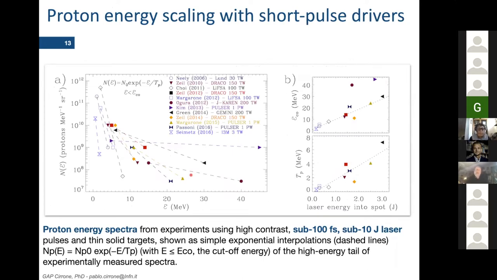This is from another paper. I extracted this from another review paper; all these plots are extracted from the paper that I showed in the first slide, so everyone can study these plots better. Here there is another plot with another scaling law, where there are many experiments performed with many different systems. In this case, we have on the y-axis the number of protons per MeV, so it's a spectrum per steradiant.